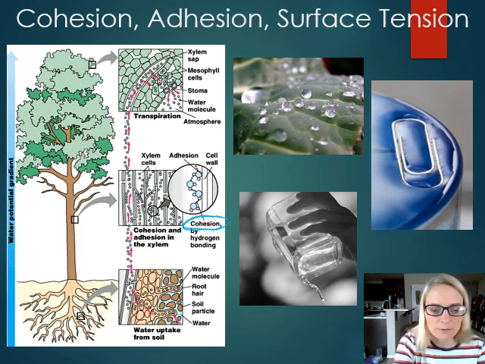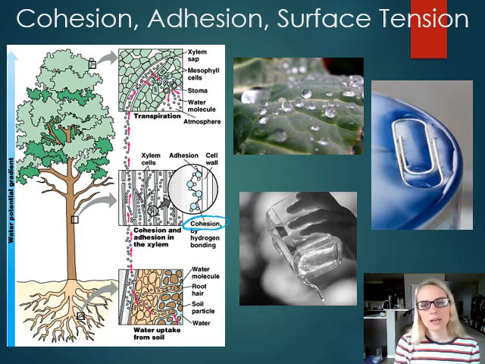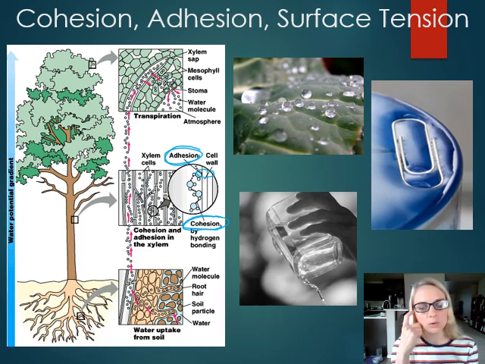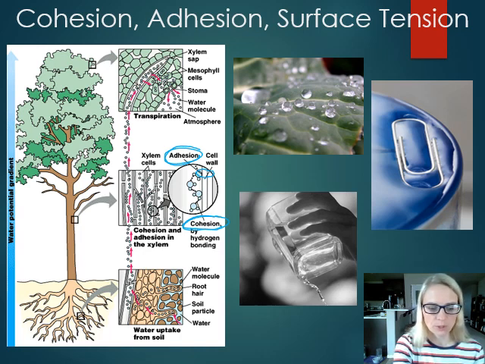So cohesion, we have two water molecules hooked together via hydrogen bonds, the partial positive and the partial negative attracted to each other. Adhesion, right here, is the hydrogen bonding, their attraction of a water molecule to something else. So in this case, the water molecules are attracted to the cell wall of this particular plant tube. Okay? So here's the idea of this picture, of why I've used this picture.